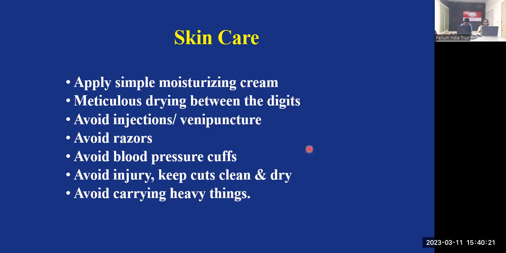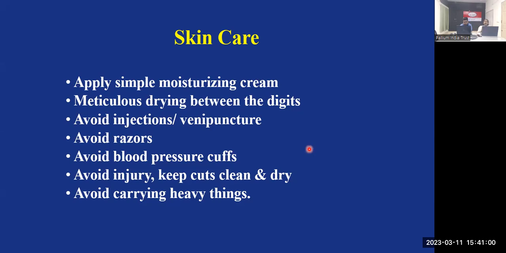Avoid rashes, and avoid blood pressure cuffs because they will affect the collaterals. Avoid injury. Most of the women work in the kitchen, so sometimes it might happen, but you have to tell them that if a cut happens, they have to give special attention to that area. If it happens accidentally, they have to keep that area clean and dry. If they have any signs and symptoms of infection or inflammation, they can go to the doctor and take a course of antibiotics. Otherwise, cellulitis will develop.